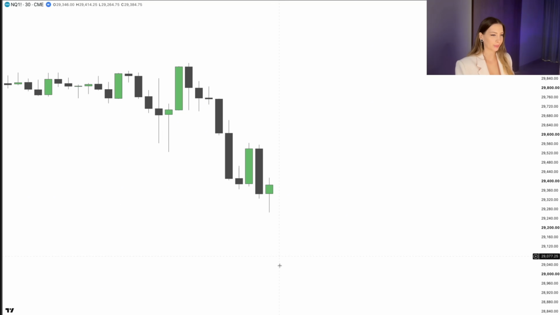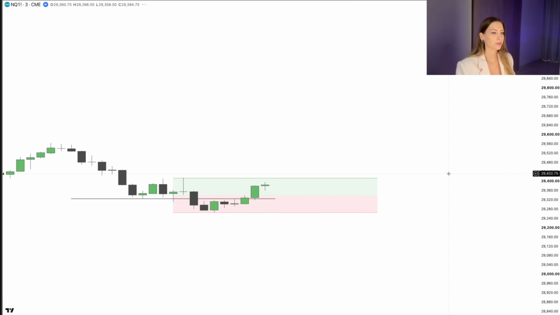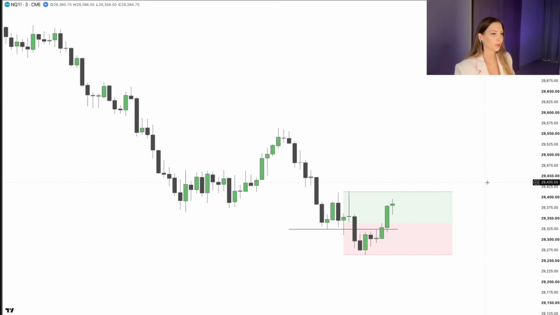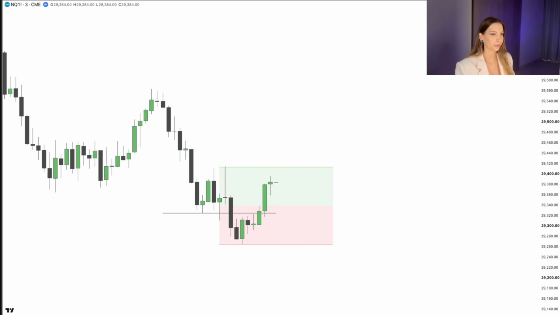Here's another example. We are on NQ, and what we can see is that we have a C1, C2 sweeping previous candle low and closing above. So we are expecting price now to respect this equilibrium, and we're looking for an entry inside this entry area. Let's go to the entry time frame, and let's wait for a point of interest to pop up.